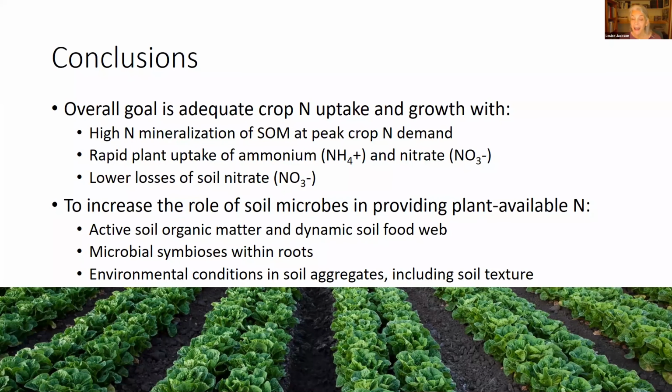And something that I haven't emphasized enough is the role of environmental conditions within those soil aggregates, including soil texture, how much clay there is, how much that absorbs ammonium, and how clays form organic matter complexes. How compact is the soil, how aerated it is, what kinds of water infiltration there is. But I'm going to stop here and answer any questions you may have. Thank you.